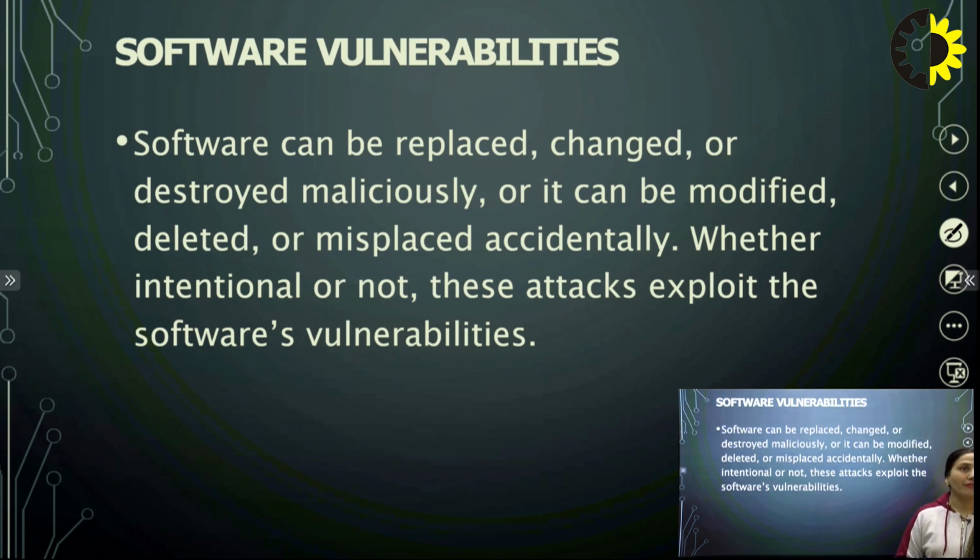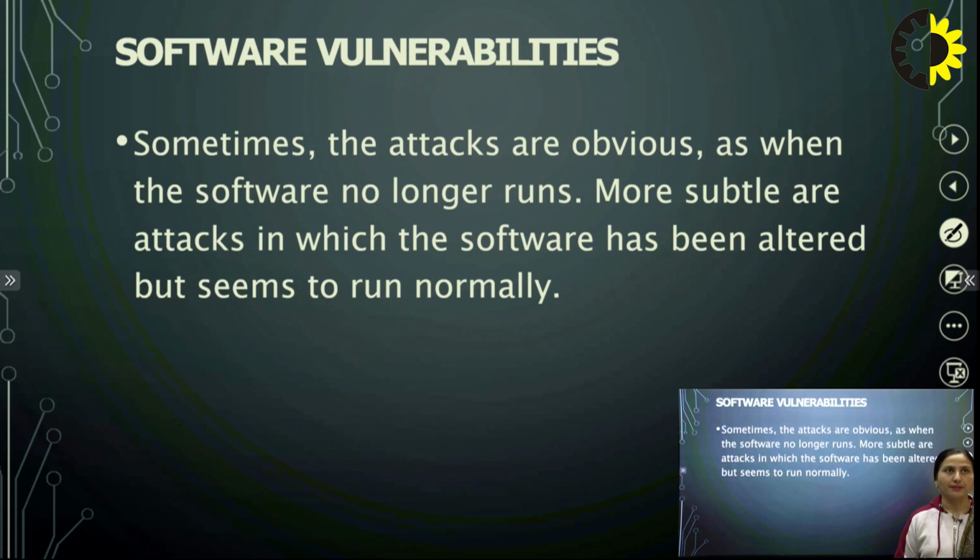Second comes the software vulnerability. It can be replaced, of course. If we talk in terms of software, it can be replaced, changed, or destroyed maliciously, intentionally, or it can be modified, deleted, or misplaced even accidentally. Both ways this issue can work. Whether intentionally or not, these attacks exploit the software vulnerability, right? Whether it is destroyed maliciously or misplaced accidentally, both of these are going to exploit the vulnerability of the software.